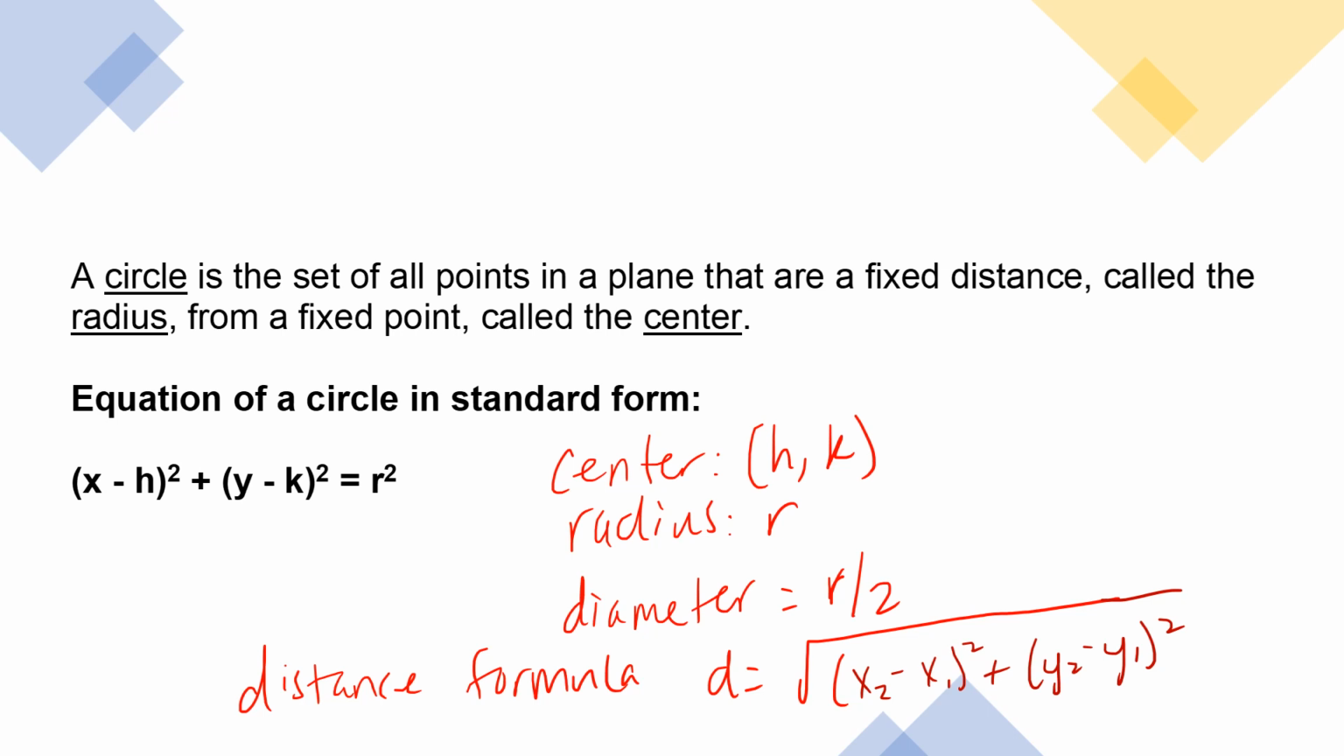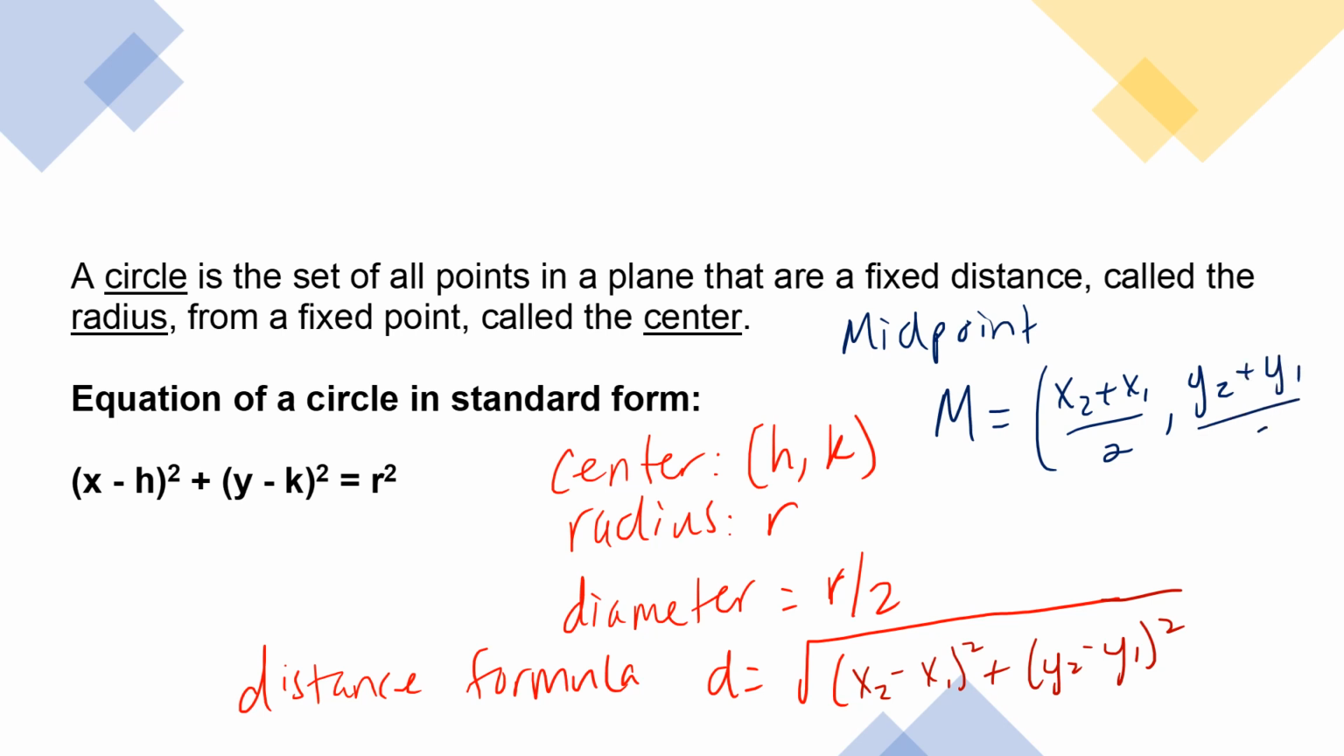Okay, the other thing is if you're given 2 points and you need to find your center, that would be your midpoint, right? So remembering how to find midpoint. If you need to find the midpoint, remember midpoint equals, and it's an ordered pair, (x2 plus x1) divided by 2, comma, (y2 plus y1) divided by 2. Okay, so bringing back some prior knowledge, I think we have enough and you'll be good.